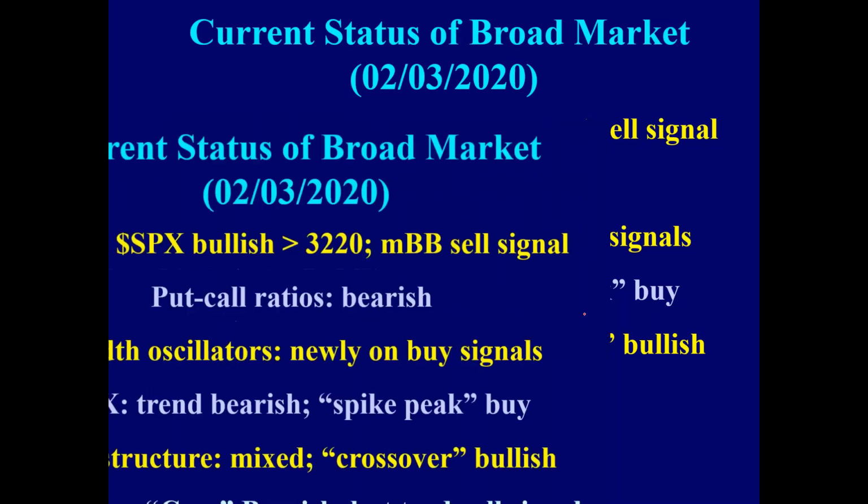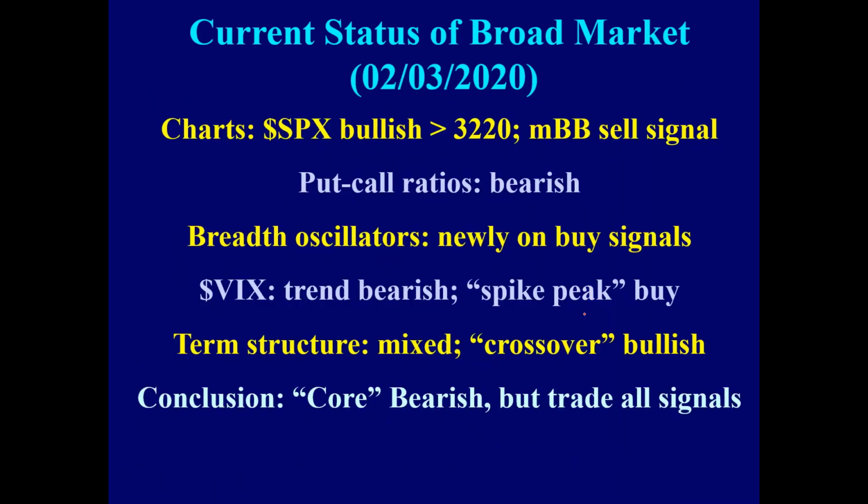So how are we playing this? Well, we're looking at a core position as being bearish, basically on the fact of this and this. And I also thought S&P was going to break down. It didn't. It held that support. If it breaks there, then we will be adding to core bearish positions. Meanwhile, though, we are trading all signals. So we have traded this spike peak buy signal. We have a position in line with this sell signal, and we had some seasonal trades also, which were bullish, and we just took those off.